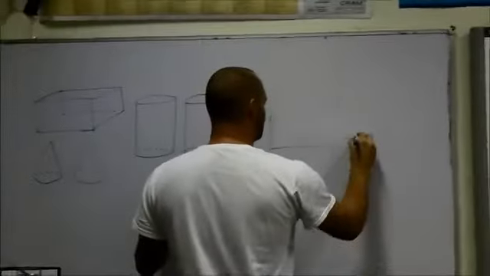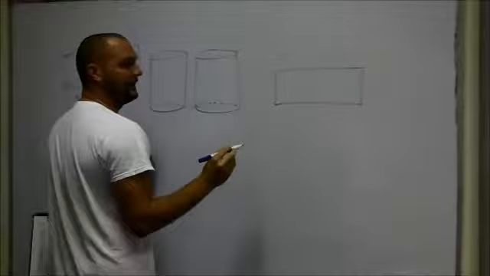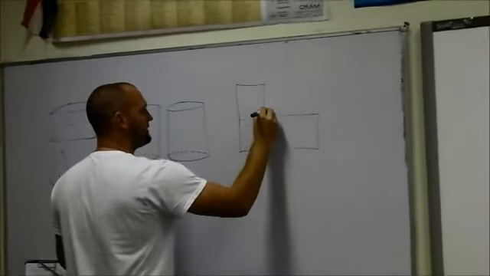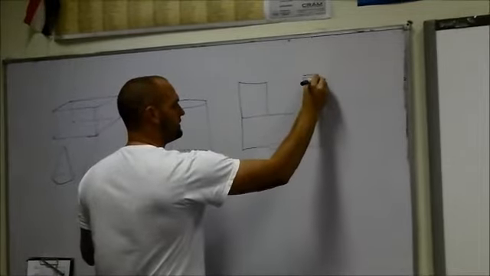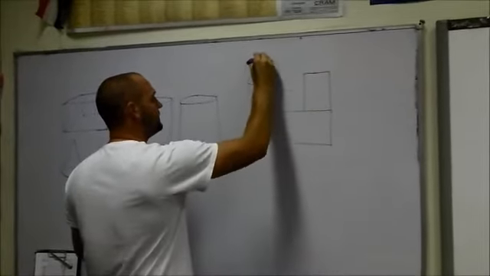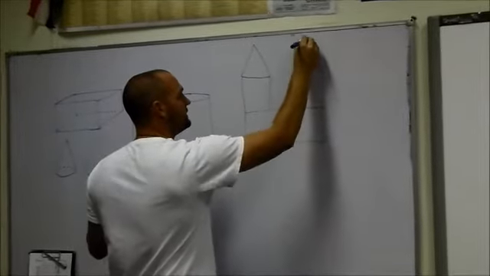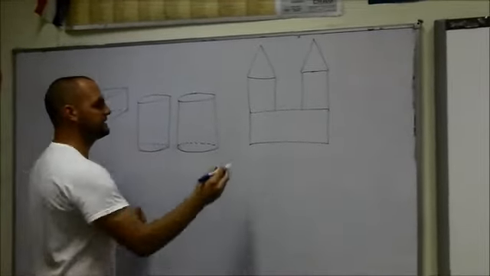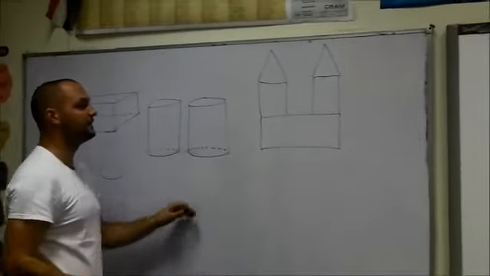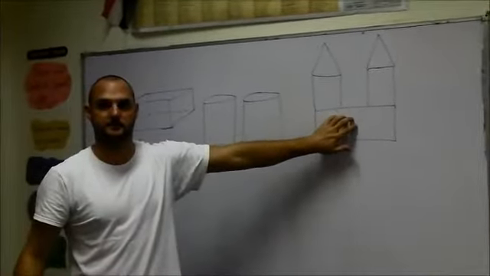I'm going to put my rectangular prism here. I'm going to just draw the easy version of it. Okay, I'm going to put the cylinders right here. And I'm going to put our cones right here. Now, if you could imagine this in 3D, this could be a sandcastle, okay?